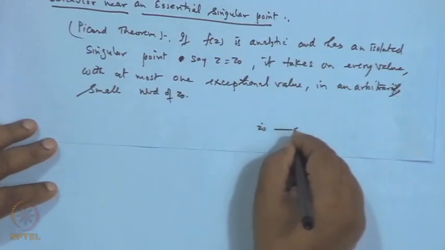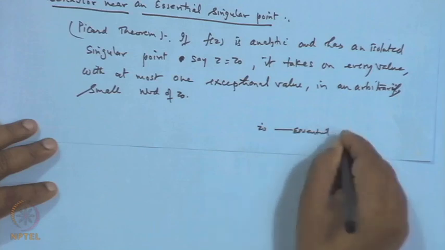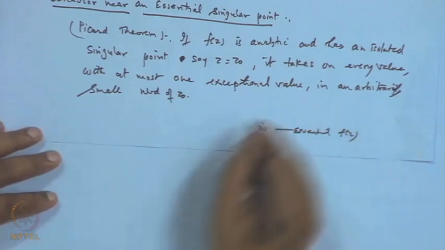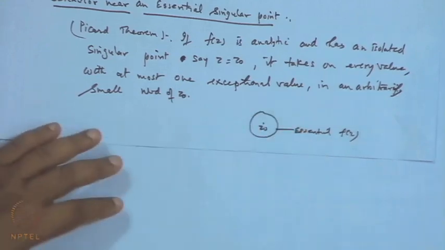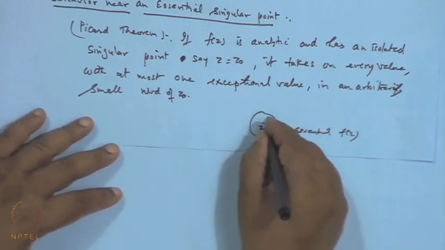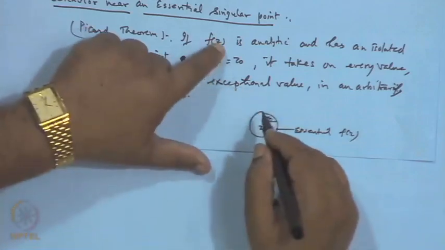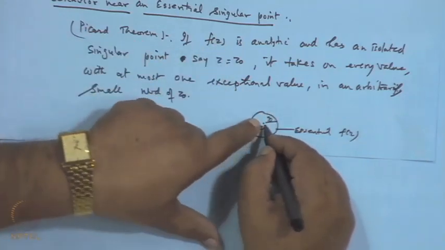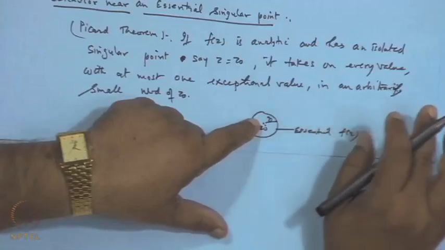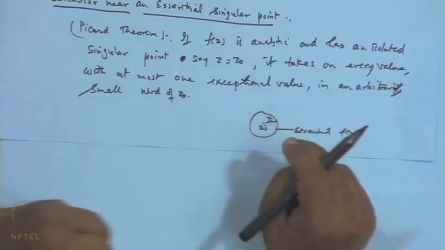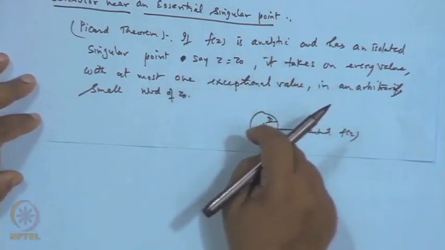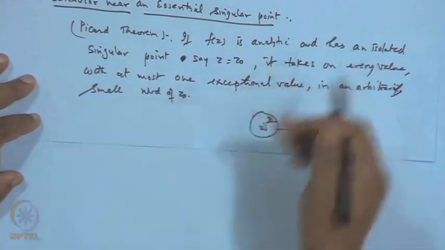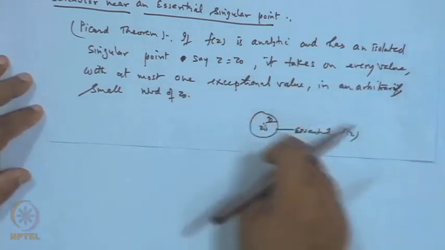singularity for this function f(z). Then if I draw a neighborhood around this point, in an arbitrarily small neighborhood of this point, the value of the function f(z) when z approaches z naught will take any value, all the values in fact, except possibly one. So, there will be one exceptional value which may not be taken by the function when z approaches z naught, but the rest of the values can easily be achieved by choosing a suitable path which approaches z naught.